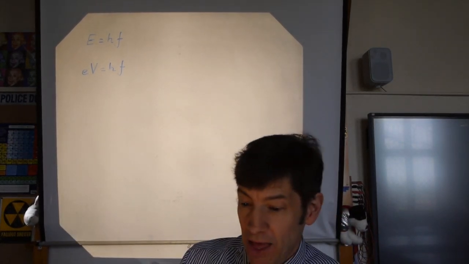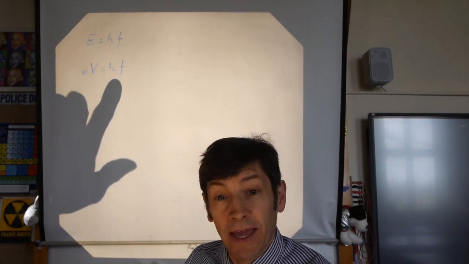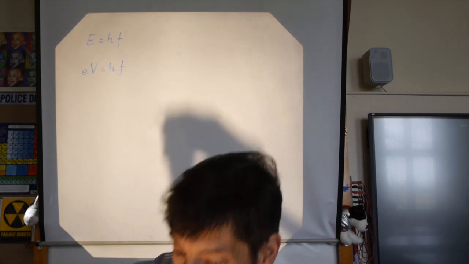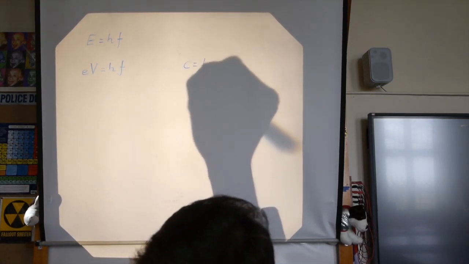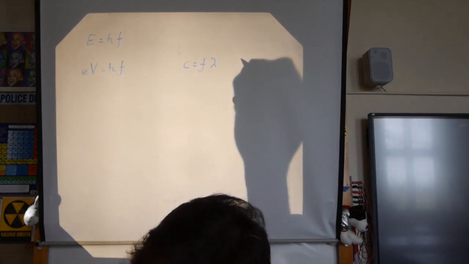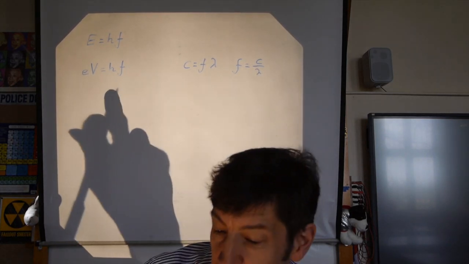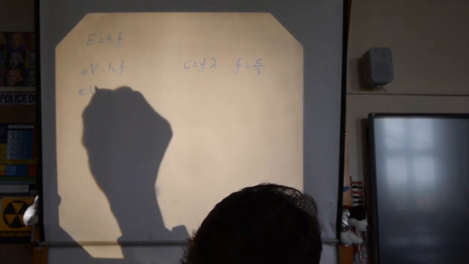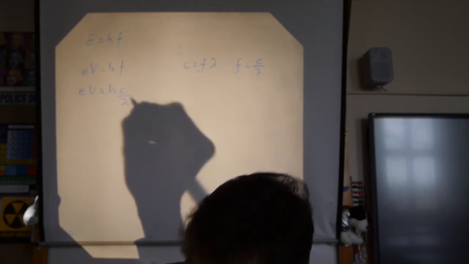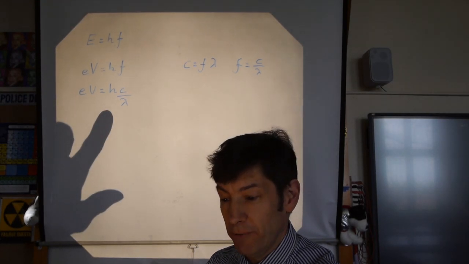Now, at A level, they mess around with f, and if you remember, we were looking at a set of LEDs that had wavelength written on them. So, c equals f lambda. Yep, so f is c over lambda, so we can rewrite this as eV equals hc upon lambda. And most physicists remember that formula because it's used an awful lot.